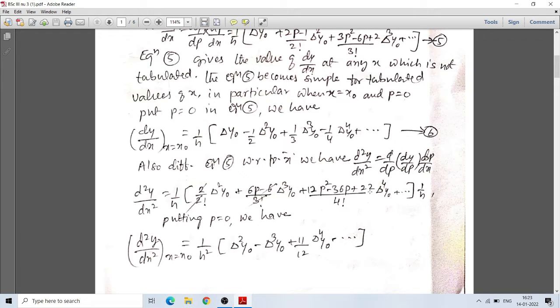These two terms go to 0. Then 12 by 24, that is 4 factorial is 24, then 11 by 12 delta to the power of 4 y naught. So these are the two important equations: this is the first derivative, this is the second derivative.